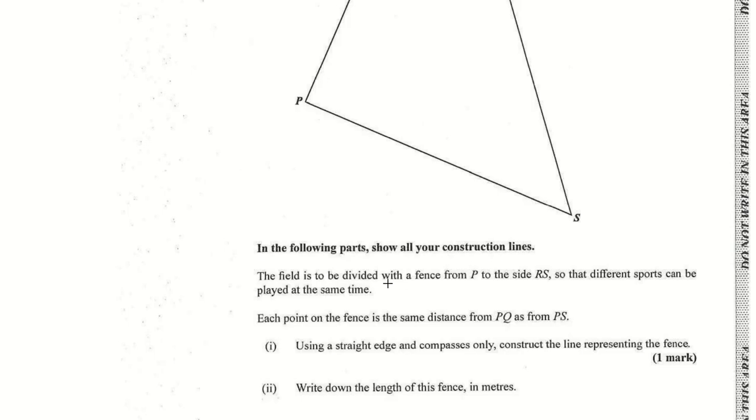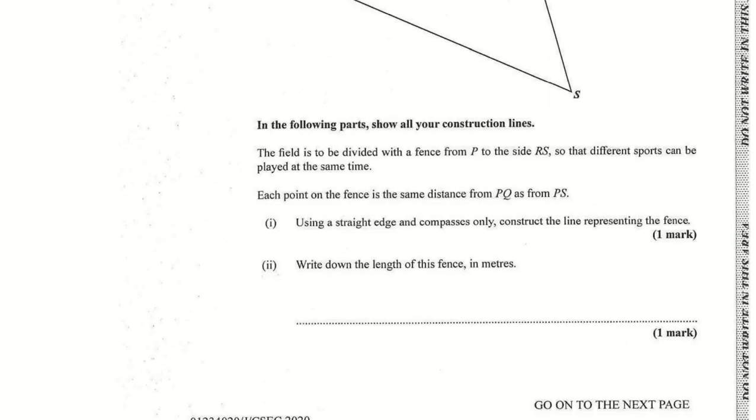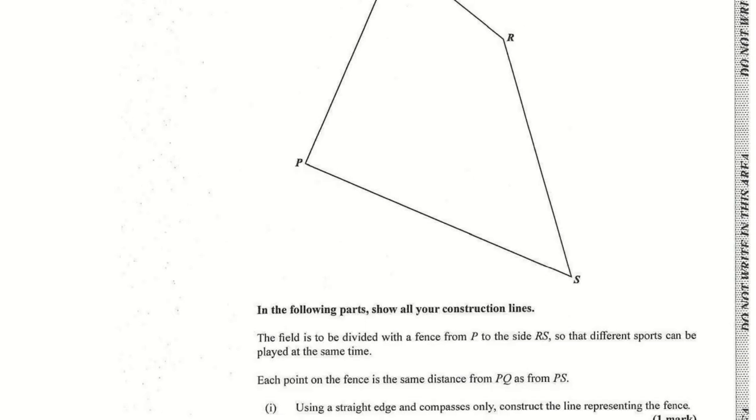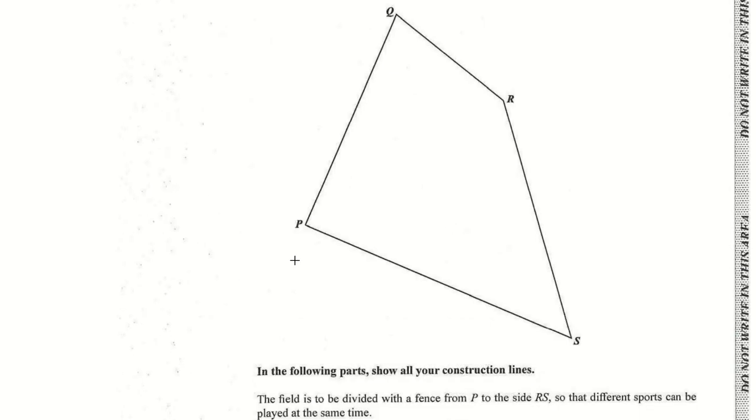The field is to be divided with a fence from P to RS so that the different sports can be played at the same time. Each point on the fence is the same distance from PQ as from PS. Use a straight edge and compass only to construct lines representing the fence and write down the length of this fence in meters. So first off, they told you that the line is from P to RS. So it's from here to here, right?